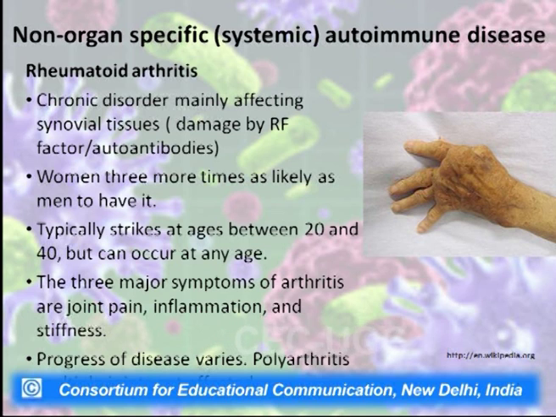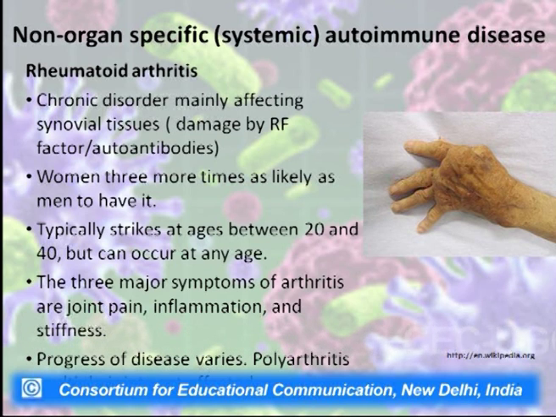Now, another very important non-organ specific systemic autoimmune disease is rheumatoid arthritis. It is a chronic disorder mainly affecting the synovial tissue. Synovial tissue is present in the joints. The damage is because of the rheumatoid factor or RF factor, also called autoantibodies. Once formed, autoantibodies will start eating away the synovial tissue. It is a colloquial way to say it starts binding to the synovial tissue and can start degrading it. Generally, women are found to be 3 times more prone to this disease than men.